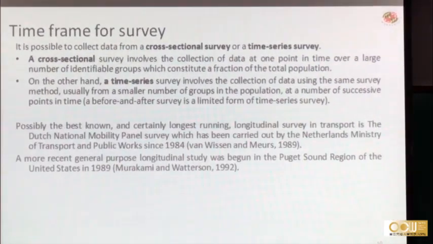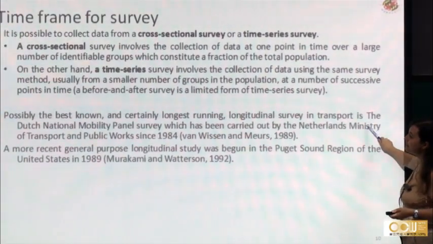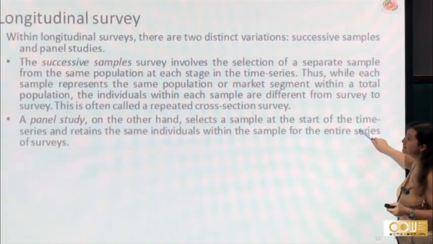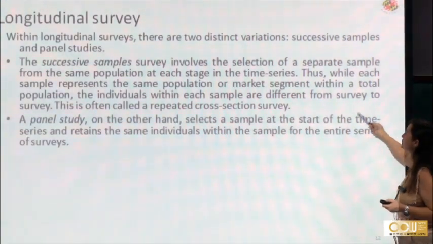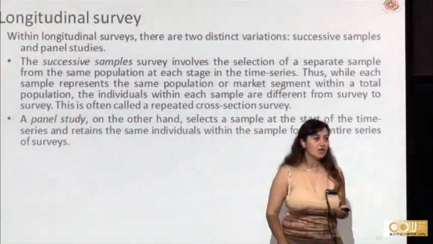data. So if I remember well, the Dutch National Mobility Panel is of the first type, and the Puget Sound is of the second type. Of this, I'm sure, because I remember that these are the baby boomers, so they are always the same people.